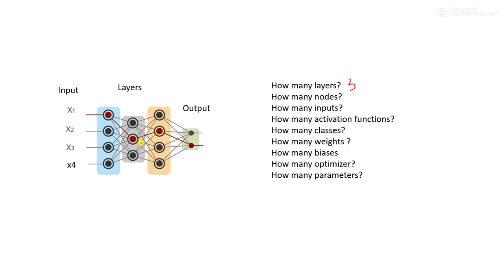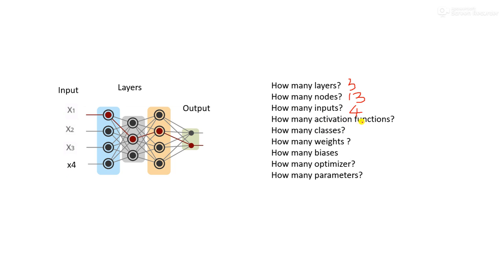How many nodes do you have? 1, 2, 3, 4, 5, 6, 7, 8, 9, 10, 11, 12, 13 plus this one. Okay, so I got 13 nodes there. How many inputs? I got 4.